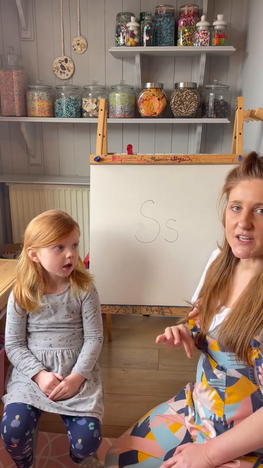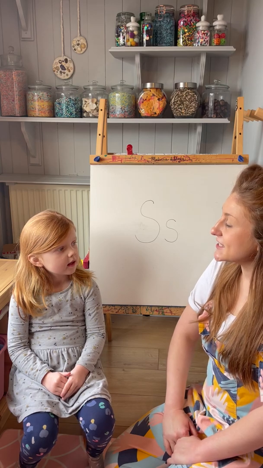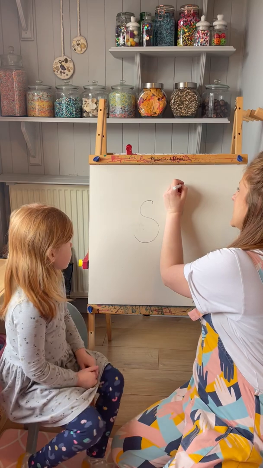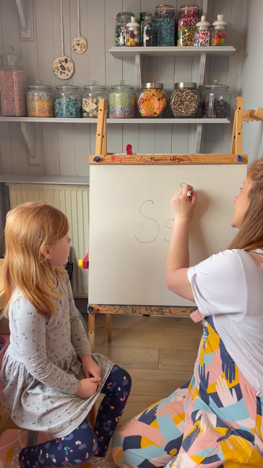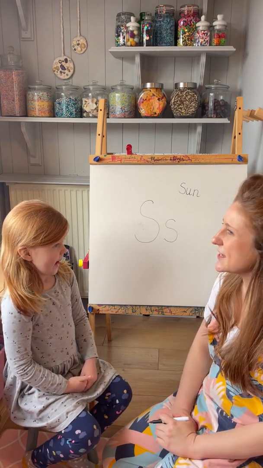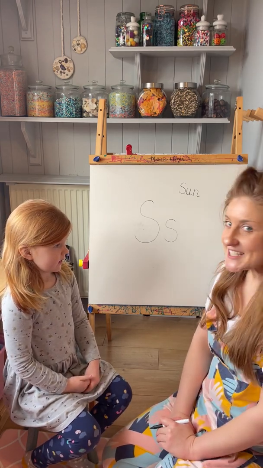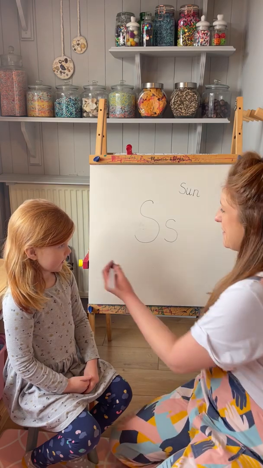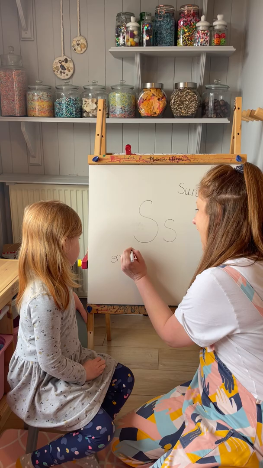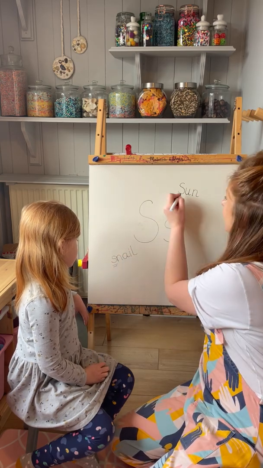Once you've done that, you might want to think of some words that begin with the sound. So, I can think of the word sun. Sun begins with a S. I'm going to have a go writing it on my whiteboard here. Sun. Imi, can you think of any other words that begin with a sound? Snail. Snail, that's a fantastic one. I'm going to write it down here. Snail. Good job.